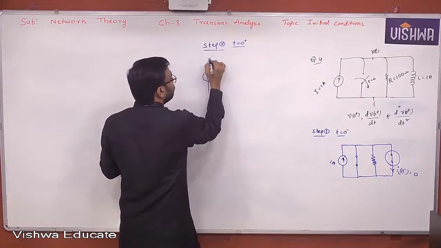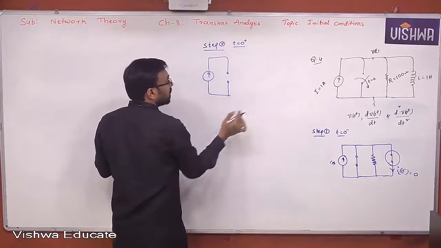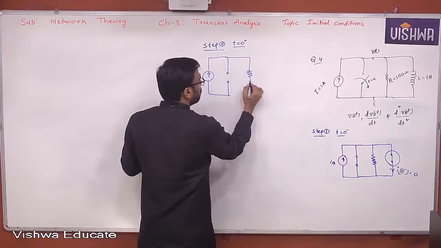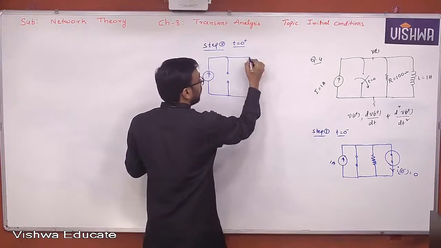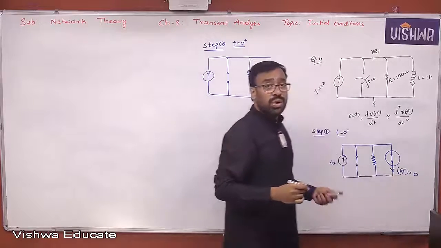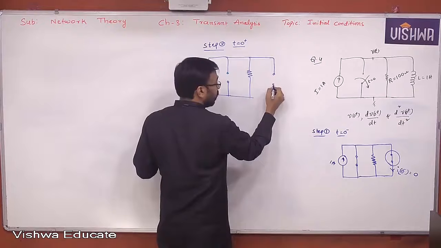What is step 2? Switch open, yes or no? You're opening the switches at t equal to 0. Resistor remains resistor. Inductor is acting like what? See, this is 0 current. Current 0 refers to what? Open circuit. Consult the table, all of you.